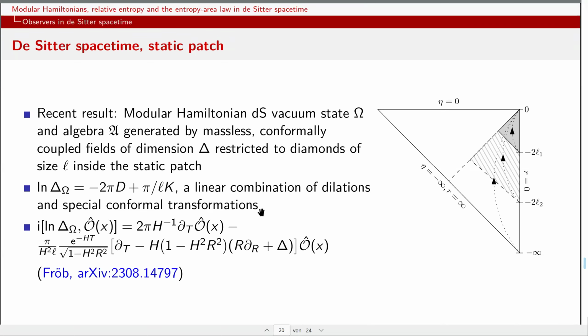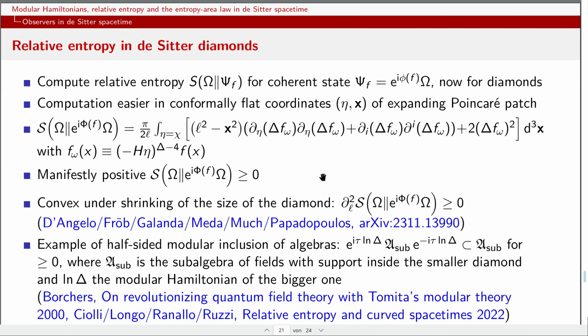And with this, one can again now look at relative entropy for a coherent state. Again, the computation is easy in conformally flat coordinates. This is the expression. It's not very illuminating maybe, except for the fact that it's manifestly positive. You can see it's again a sum of squares. And one is inside the diamond, so x is always smaller than L. L was the size of the diamond, x is small, so this is all positive.